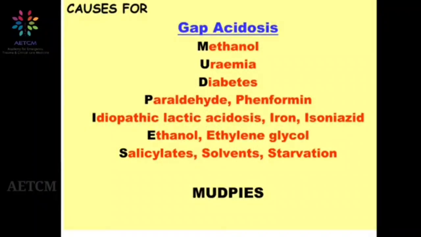So M for methanol, U for uremia, D for diabetes, P for paraldehyde or phenformin, I for idiopathic lactic acidosis, iron and isoniazid, E for ethanol, ethylene glycol, S for salicylates, solvents and starvation. So this is very important from the perspective of exams and also in clinical practice.